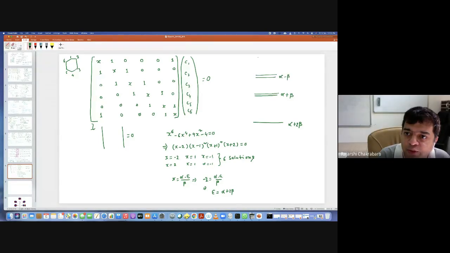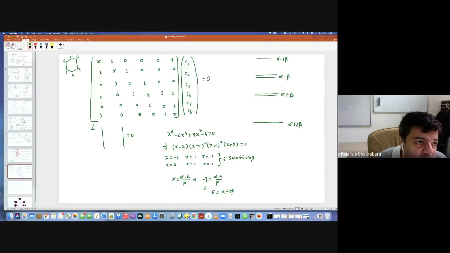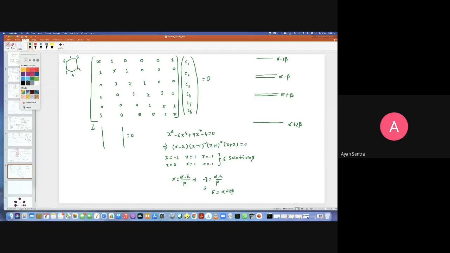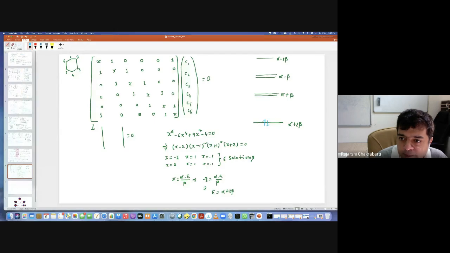And the last one is? Alpha minus 2 beta. How many electrons are there in benzene? 6 pi electrons. How are we going to put them? 1, 2, 3, 4, 5, 6. Okay. Now calculate this pi energy.